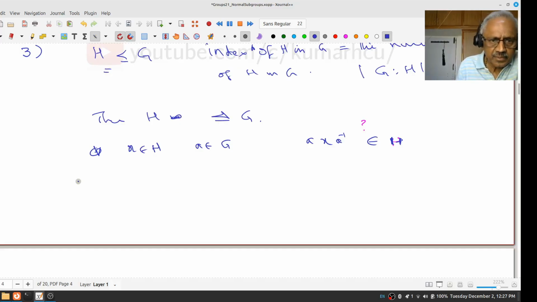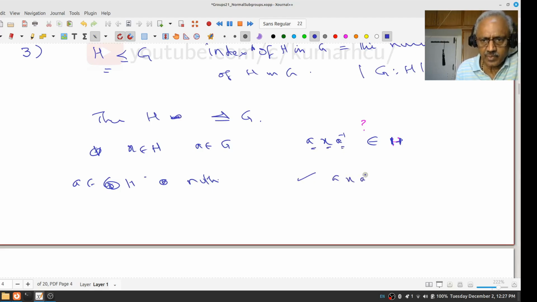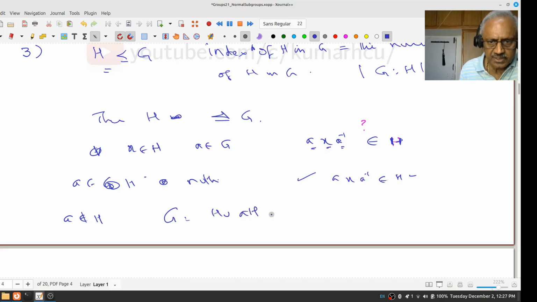Therefore, if a is in H, then there is nothing to prove. Because a is in H, x is in H, a inverse is in H, therefore the product of elements must be in H. So axa inverse belongs to H. Right? Suppose a is not in H. If a is not in H, then G is actually H union aH, a disjoint union.